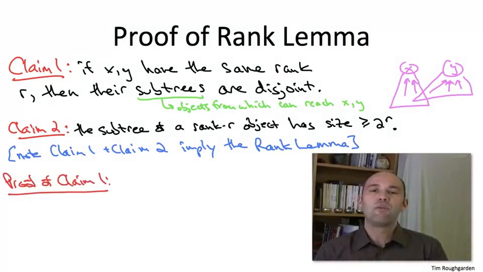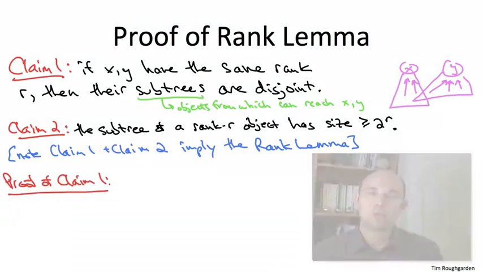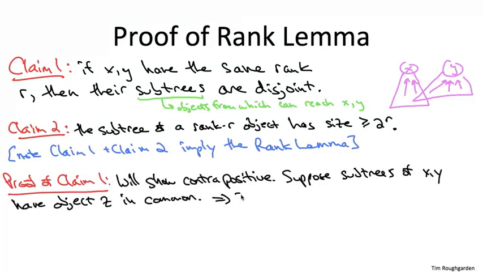So for claim 1, let me go via the contrapositive. That is, I will assume that the conclusion is false, and I will show that the hypothesis must then also be false. So let's assume that we have two objects x and y and their subtrees are not disjoint. That is, there exists an object z from which you can reach x, and from the same object z you can also reach y via a sequence of parent pointers.